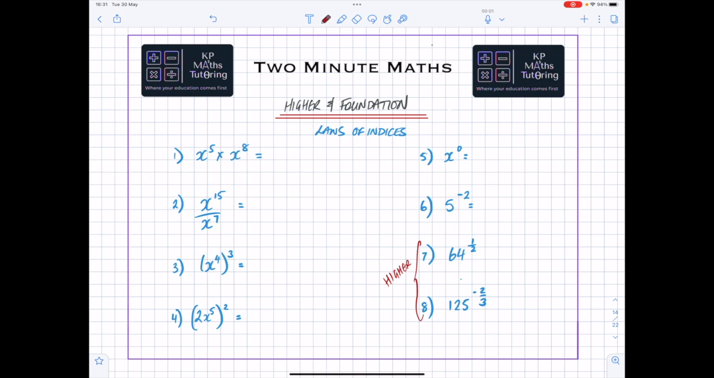Okay, so first one, when you're multiplying with indices, hopefully you should all be aware you add those together. So this would become x to the power of 13.